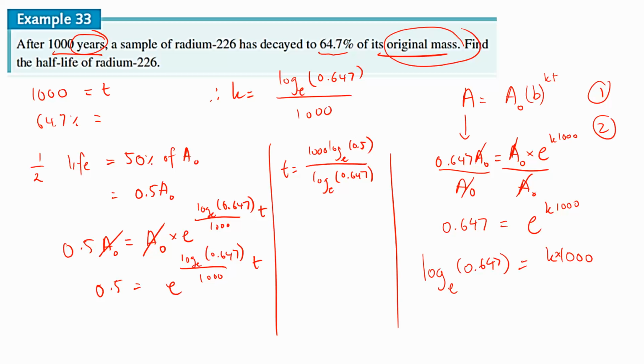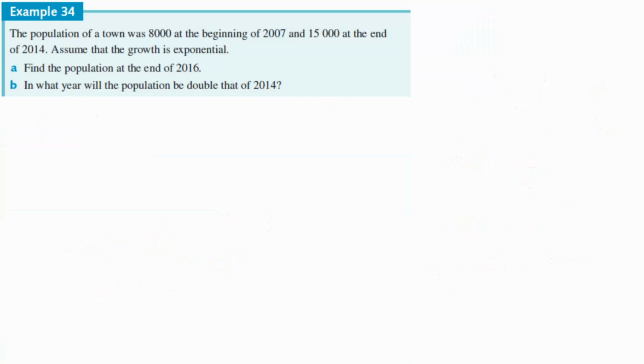Now one last example, just to pay attention to something, because it happens at the end of year as well. The only reason you get it wrong is not because you model it wrong, but because you're reading it wrong. That's the only thing I want you to pay attention to. So read this one. The goal in this example is just to pay attention to one detail. The population of a town was 8,000, and this is the key word, beginning of 2007, and then 15,000 at the end of 2017.